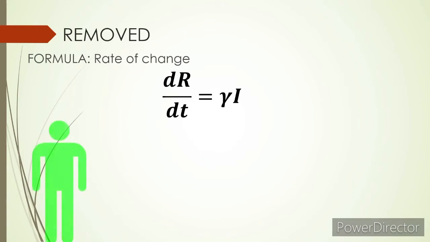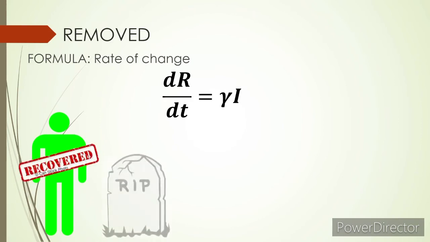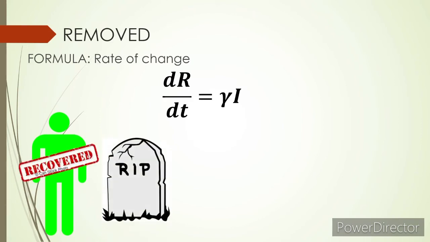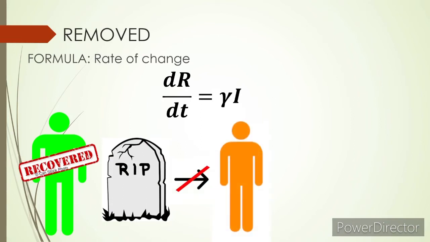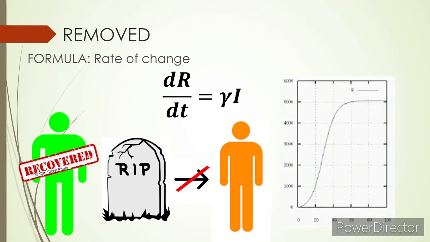So the removed category includes two types of individuals, those who have recovered and those who have passed away. And those who are in the removed category can't be transferred back to the susceptible. That is because the model assumes they become immune to the disease. And remember, the general trend of the graph of the removed is upward, meaning the number of removed grows as time passes during an epidemic.